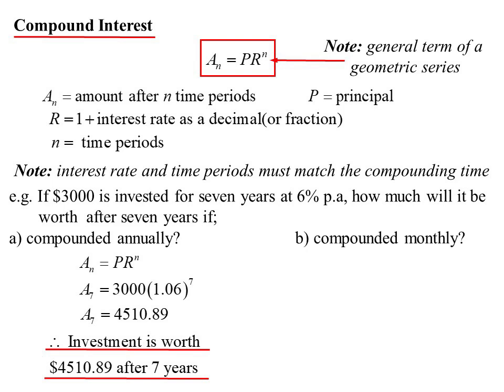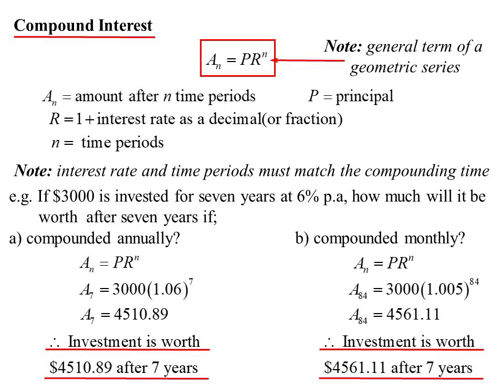Well, what would be the difference if it was compounded monthly instead of annually? Now that means the interest rate is going to be 6 divided by 12. Oh, that's quite nice. That was lucky. And then the number of periods would be 12 times 7, 84. And we get some additional money. Not a lot, but I guess we weren't investing a lot for 7 years, were we?